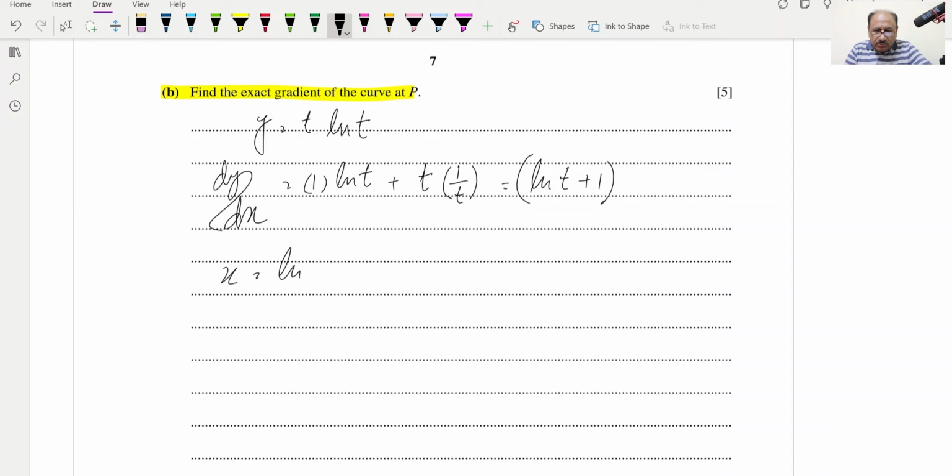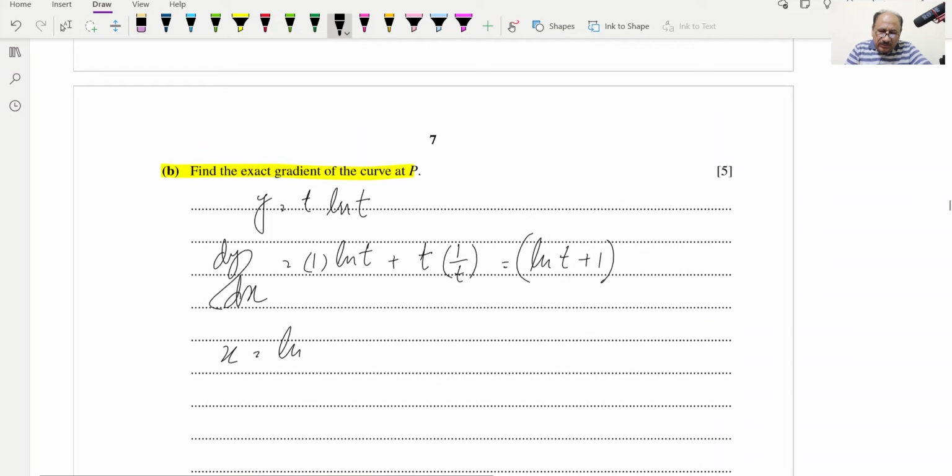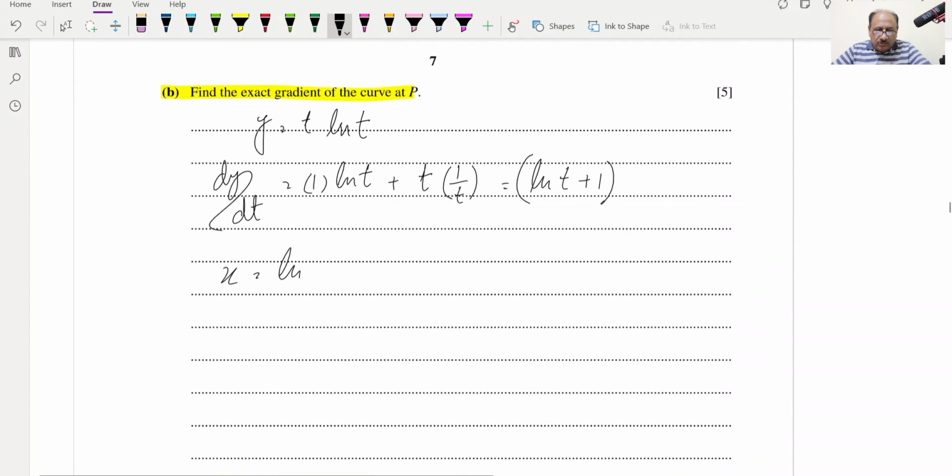What we have done is not dy by dx, this is dy by dt. So we have taken the derivative with respect to t. We will be applying the chain rule later. So x is equal to what? x is equal to log of 2t plus 6 minus log of t.